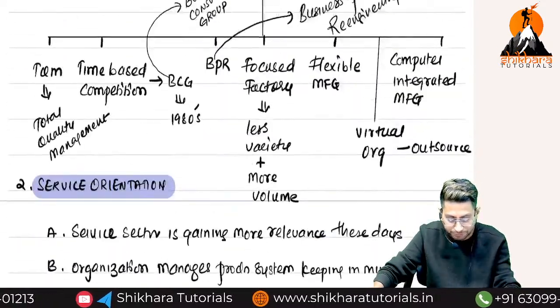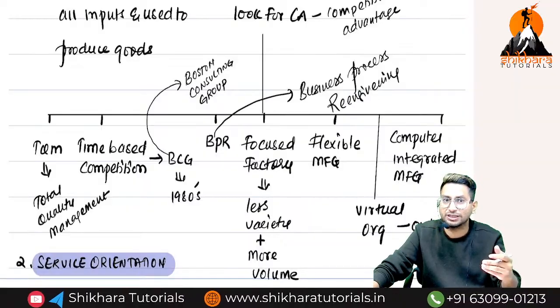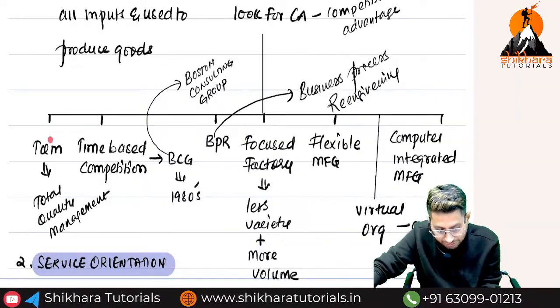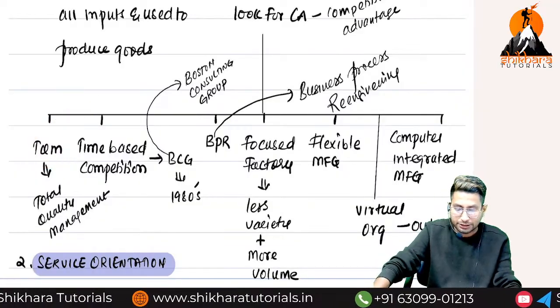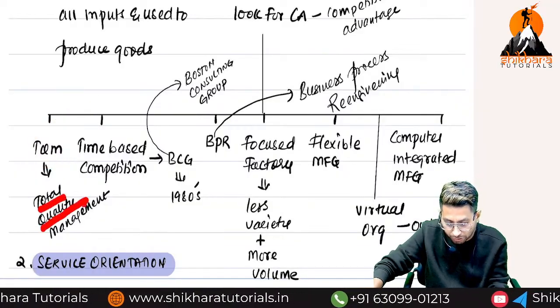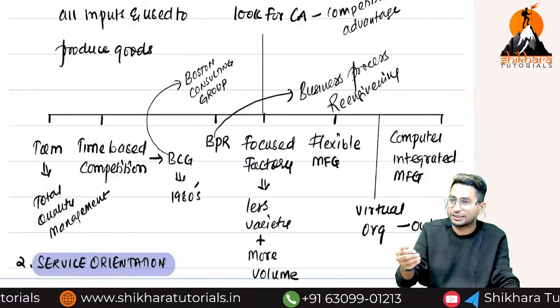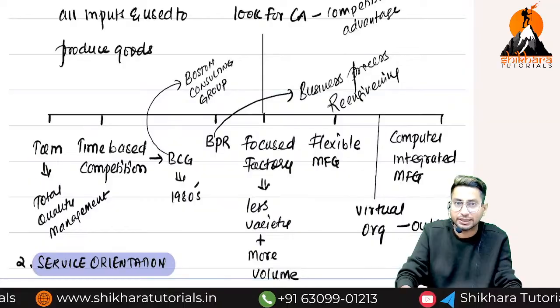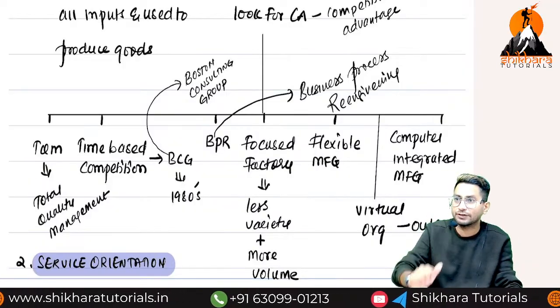Now, some examples I have given here. How can I get competitive advantage? What is the first way in which I can get it? TQM. TQM's full form? Total quality management. Total quality management means improving the quality in each and every aspect of business. Tell me 5 activities of business.